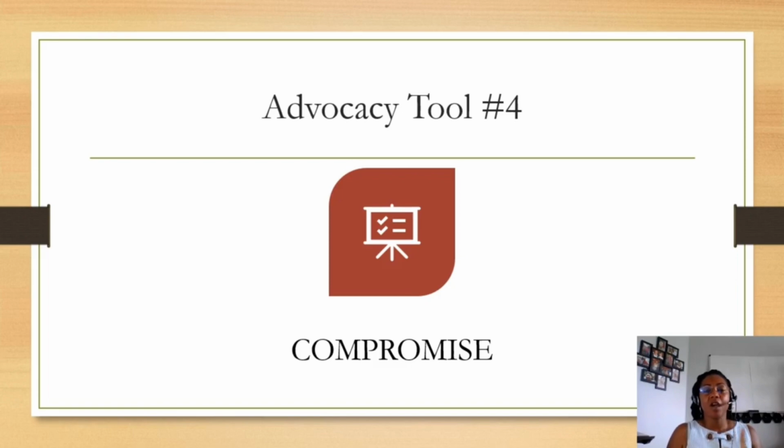Speaking of mountains, compromise comes in really handy, especially when you have something that's a little issue right over here. It's a molehill. But how many of you know that if you don't take care of the molehill, it becomes a mountain, right? Compromise helps you keep those molehills from becoming mountains because you start figuring out where you can meet in the middle.